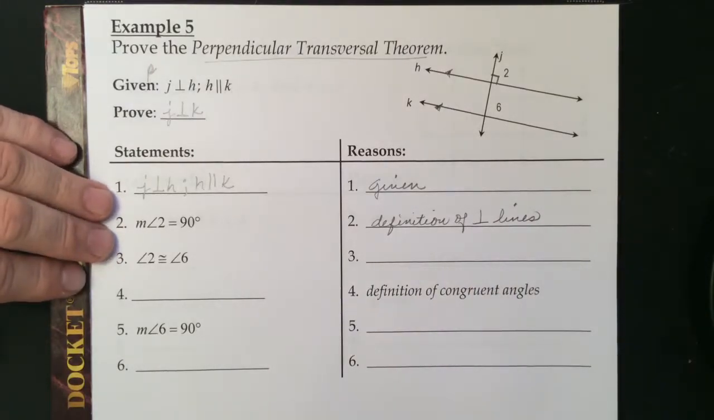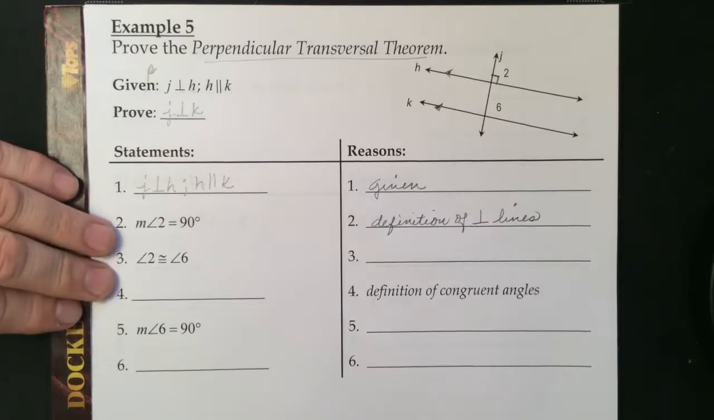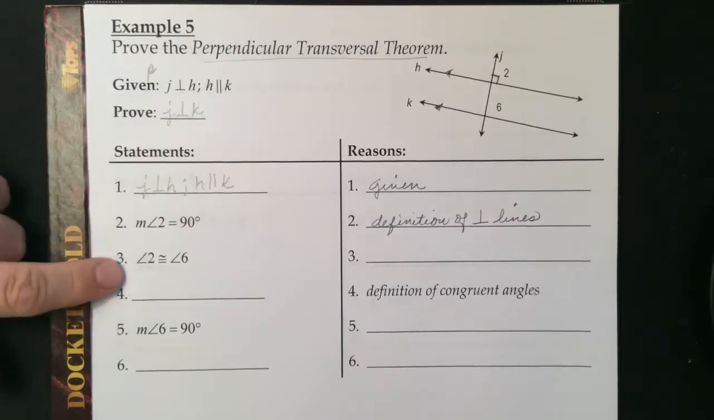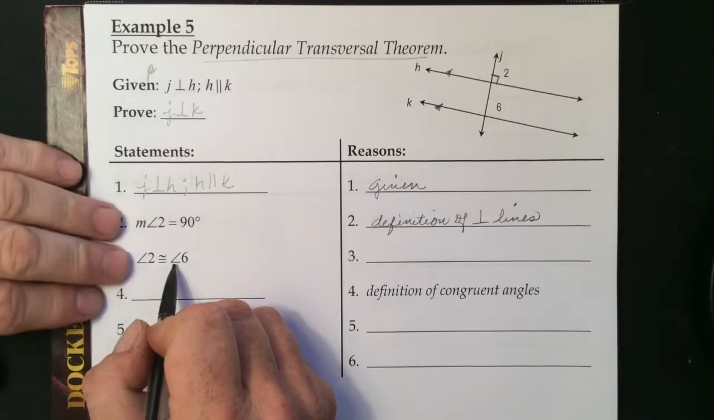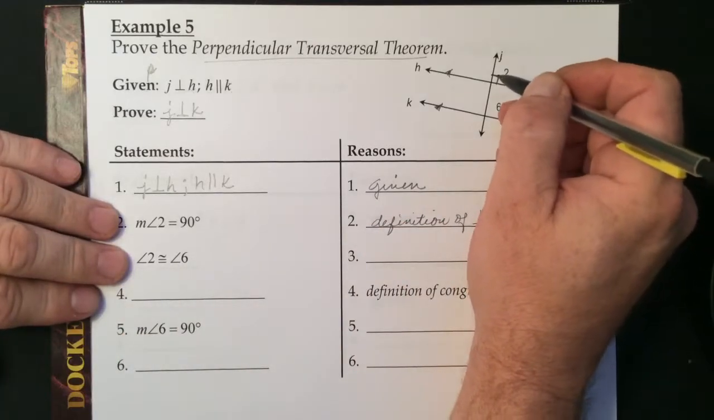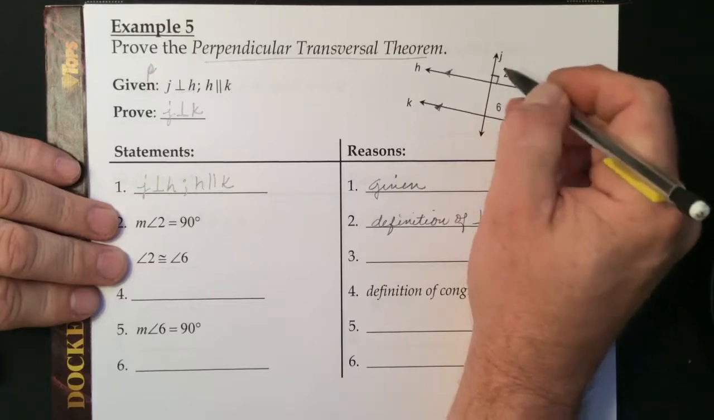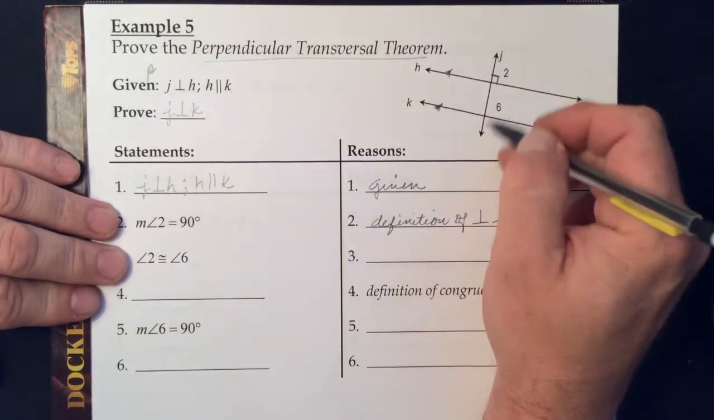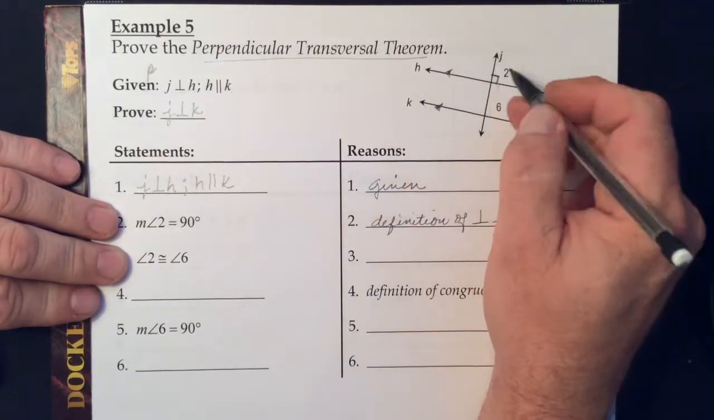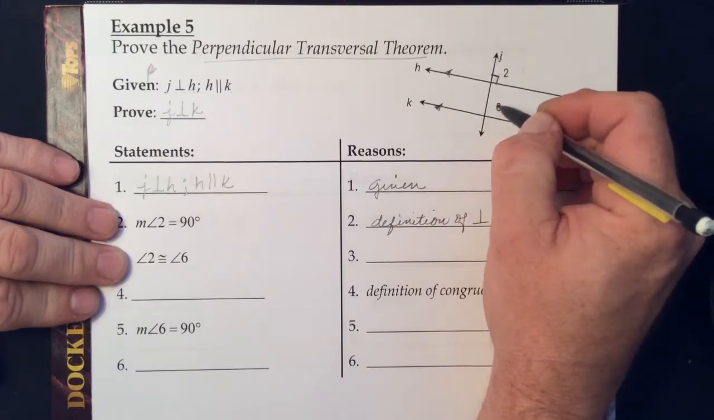Okay, if the measure of angle 2 is 90 degrees, then we move on to the next statement. It seems like it has a little bit to do with statement 2, but it suddenly switches over to angle 6. It says angle 2 is congruent to angle 6. Okay, now without even looking at the fact that angle 2 is a right angle, let's just look at where 2 and 6 are. Are these corresponding angles? These are two lines cut by a transversal, two parallel lines cut by a transversal. And these two angles must be congruent because they're upper right, corresponding angles.